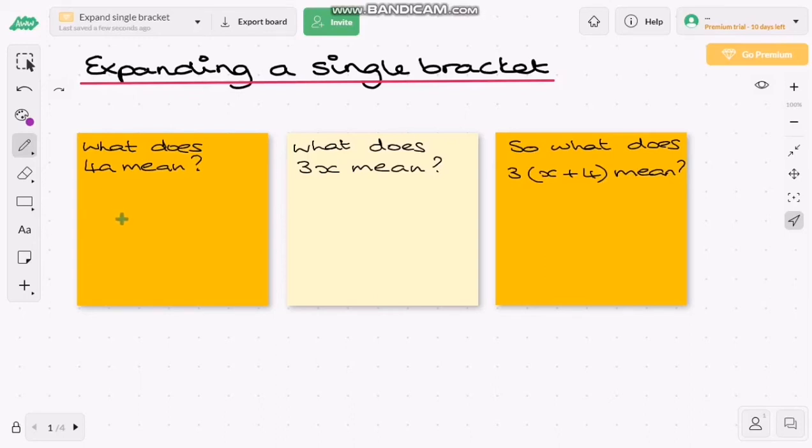Today we're going to be looking at expanding a single bracket. Before we expand a single bracket, we need to understand what these three questions in the post-it notes mean.